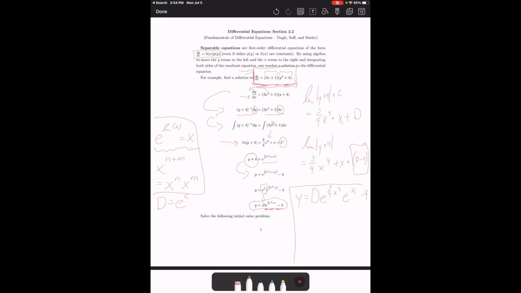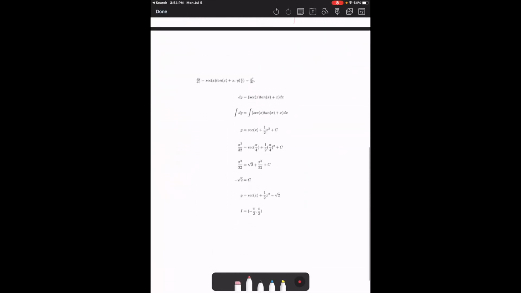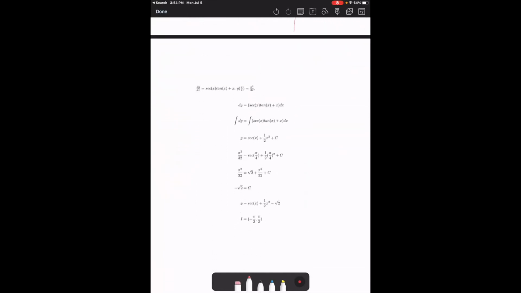We're going to do one more example to get us more comfortable with these separable equations, and this is going to be an initial value problem. So let's look at the differential equation dy dx is equal to secant x tan x plus x. But on top of that, we've been given an initial point. When x is equal to pi over 4, y is equal to pi squared over 32. That won't come into play until the end.